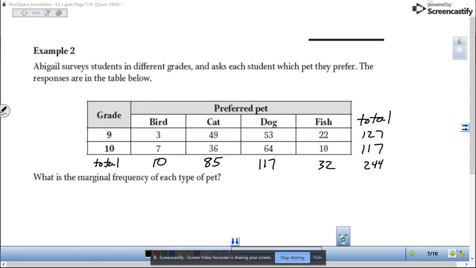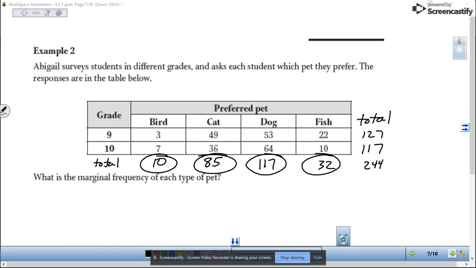So it says, what is the marginal frequency of each type of pet? Okay, so the marginal frequency for birds is 10. The marginal frequency for cat is 85. The marginal frequency for dog is 117. And for fish is 32. Now, what does that tell you? That should tell you that cat and dog are overwhelmingly the preference for most people, and that dog is the most popular option.